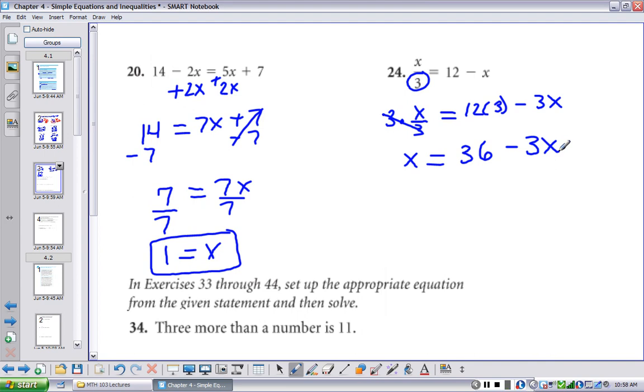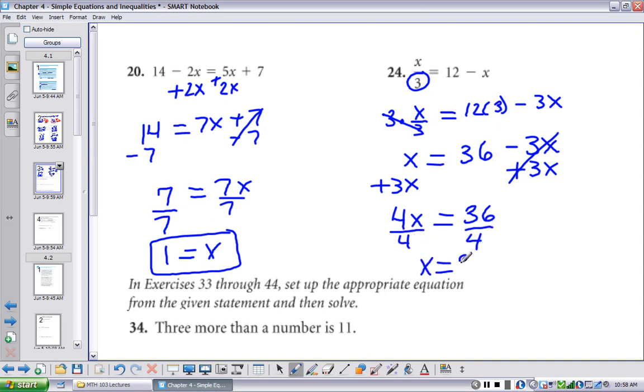Okay. Now I need to choose which side do I want to get my x's on. Well, if I add 3x to both sides, then my x's will be positive. X plus 3x is 4x equals 36. These 3x's cancel. Divide by 4. X equals 9.